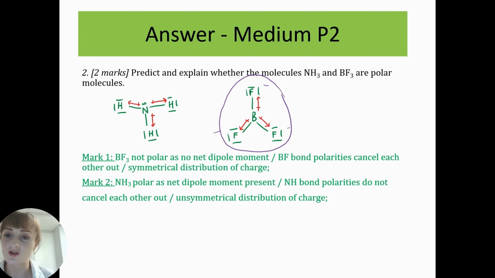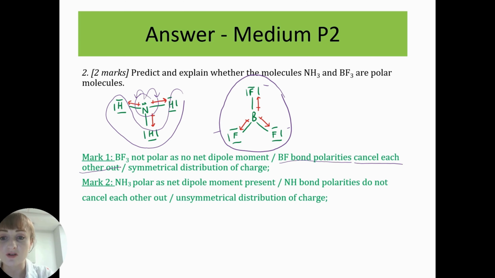Compare this to the NH3. Similar to the last one, the lone pair causes a repulsive force on those shared pair of electrons, and so you end up with a partial positive end here and a partial negative end here. The key terminology that you want to mention is that the boron and fluorine bond polarities cancel each other out, or that there's a symmetrical distribution of charge. So overall, the molecule is not polar.